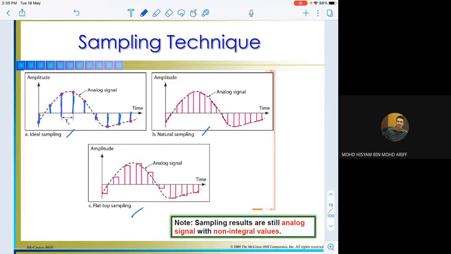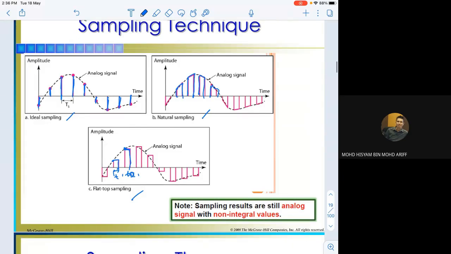How about natural sampling? Natural sampling is like this. Normally, we do ideal sampling for your final exam and test, but I show you there is another form. Flat top means you take the sample at this point and hold it for the desired time you assign.